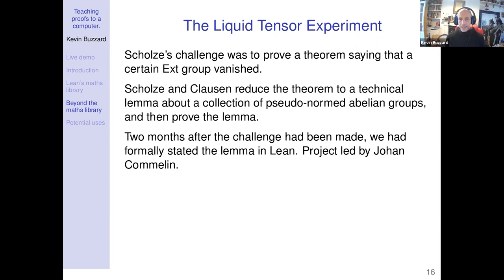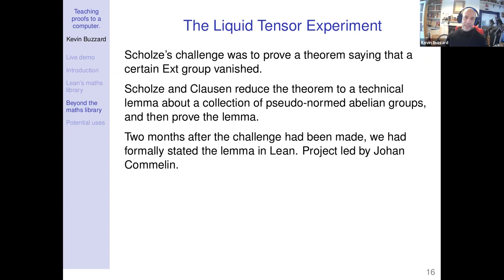So when this was set as a challenge, there were no abelian categories in Lean. It was impossible to even talk about the Ext group. So there was no way that we could even state the challenge problem. But the technical lemma was absolutely in scope. So 2 months after the challenge had been made, we'd made a theory of filtrations on abelian groups. We'd made some theory of complexes of abelian groups.